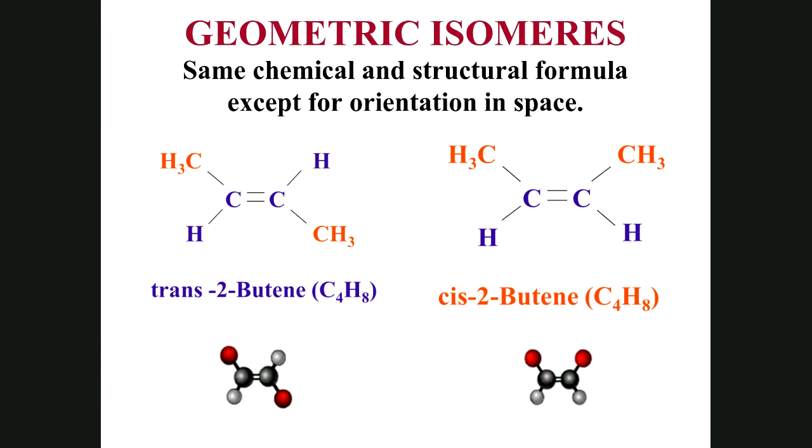And you look at the one on the right-hand side, the carbons are double bonded, and they're locked in place too. Each side has a methyl and a hydrogen, but the methyls are on the same side. They shape like a bowl in this picture. So these are geometric isomers, same chemical and structural formula, except for the orientation. They both have C4H8. They both have a methyl and a hydrogen on both sides, but they are not arranged the same. In the trans, they're across from each other at an angle, and the cis is like a bowl shape. They're on the same side. So those are examples of geometric isomers. And you can see the models down below, how they're shaped just a little bit differently, cis versus trans.